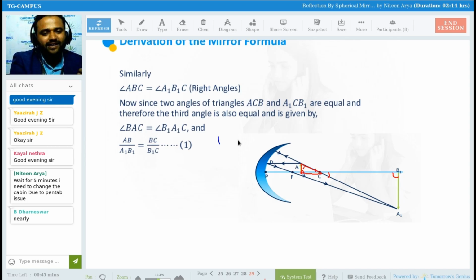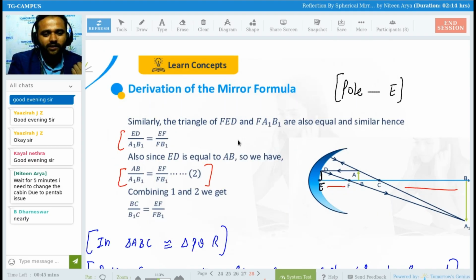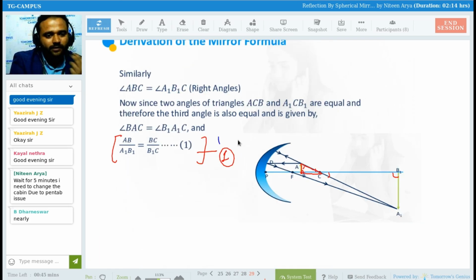Then, if the two angles are equal, the ratio of the corresponding sides is going to be equal. AB upon A1B1 equals BC upon B1C1. This is your equation 1, and equation 2 is on this page. So combining equation 1 and equation 2, because in both equations AB and A1B1 are going to be equal.